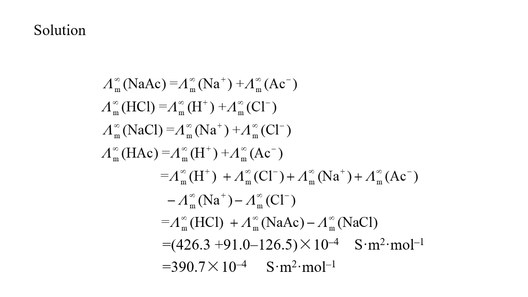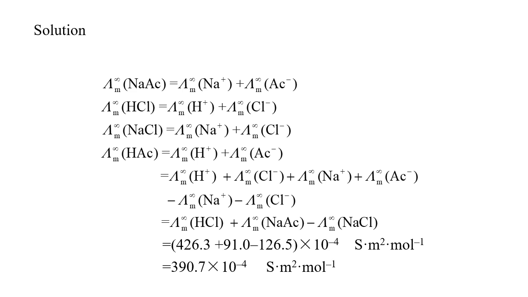So here is the solution. First of all, we have used Kohlrausch's law. First we have written sodium acetate as Na plus and acetate ion, HCl as H plus and Cl minus ion, NaCl as Na plus and Cl minus ion, and acetic acid as H plus and acetate ion. Now, as we have done earlier, we will add Na plus and Cl minus and we will subtract Na plus and Cl minus in a proper way. So we will form HCl, sodium acetate and NaCl.